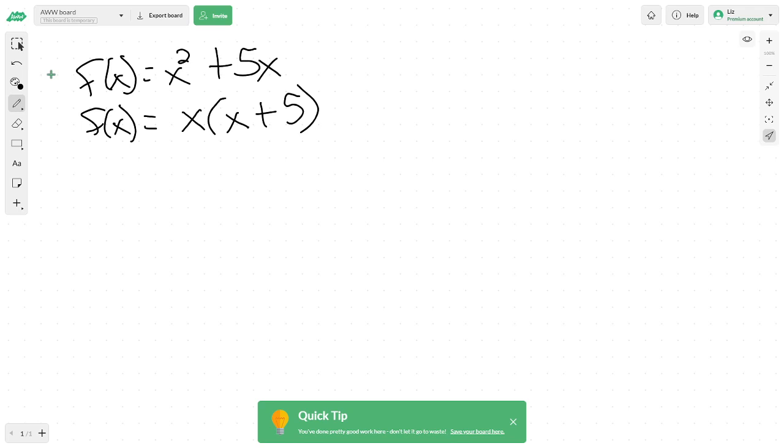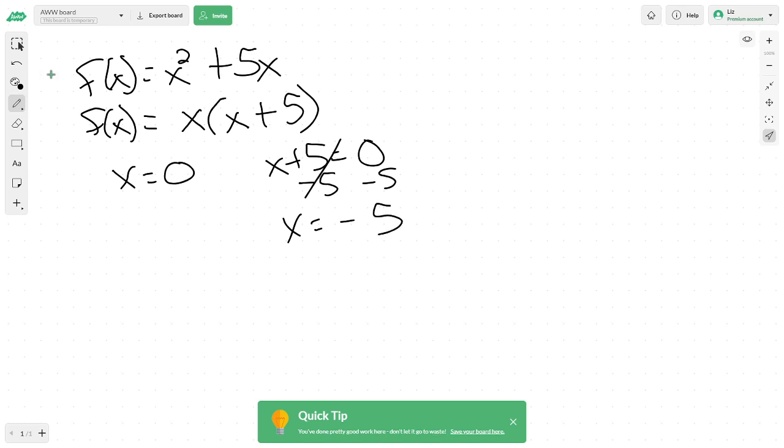So either x or x plus 5 has to be 0. There's nothing to do to solve this. x can equal 0 or x will equal -5. So those are my solutions, my roots, my zeros.